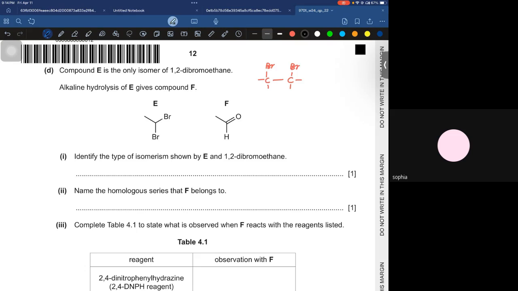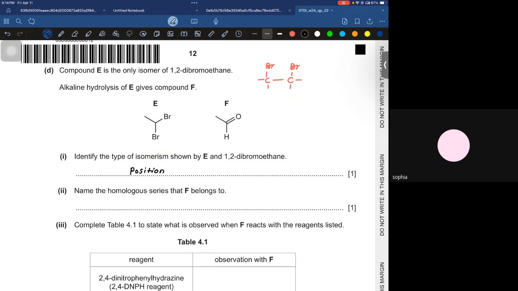Okay, 1,2-dibromoethane is this. They are saying the isomer of this is this, which is 1,1-dibromo. So identify the type of isomerism: it's the positional isomerism. It's very easy. It's the positional isomerism.